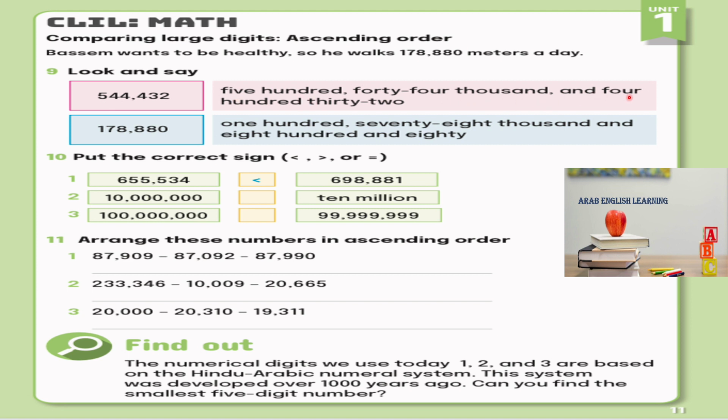544,000 and 432. This digit, we say it 178,880. Exercise 10. Put the correct sign: smaller than, bigger than, or equal. So, number 1, 655,000 is smaller than 698,000. Number 2, 10 million in digits and 10 million written. They are both equal. Yes, so we'll write here equal.